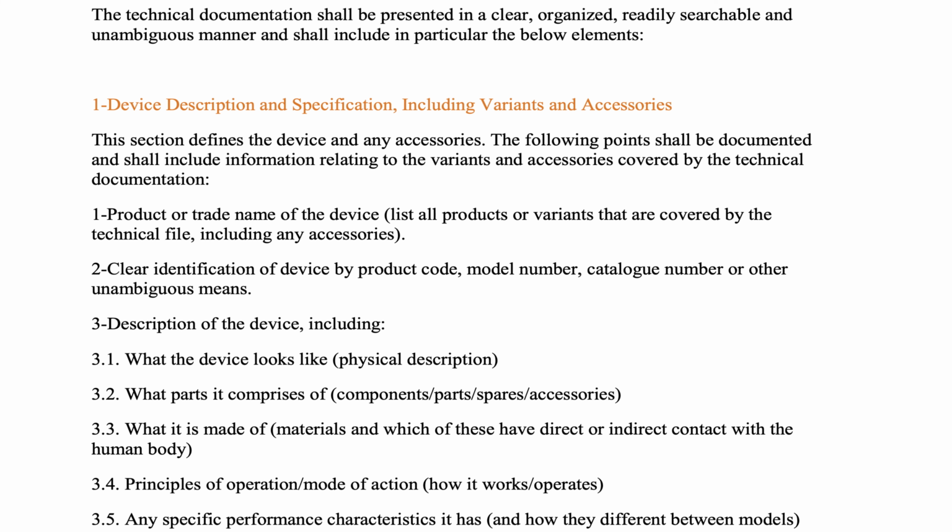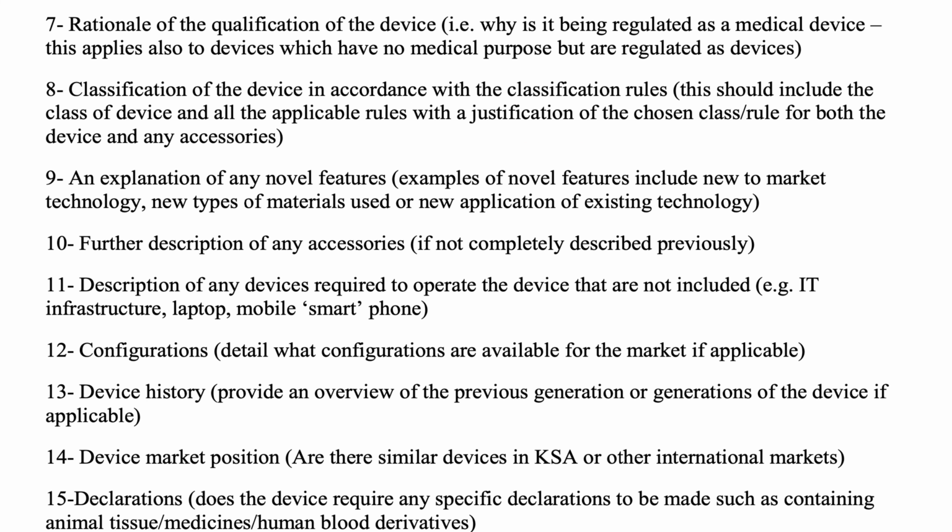Then the rationale for the qualification of the device and the classification of the device must be mentioned. The explanation of novel features, if the device contains any novel features, should be there. Then the description of any devices required to operate that device should be included. The device market position, where the device may be marketed apart from Saudi Arabia. So all this information must be there.